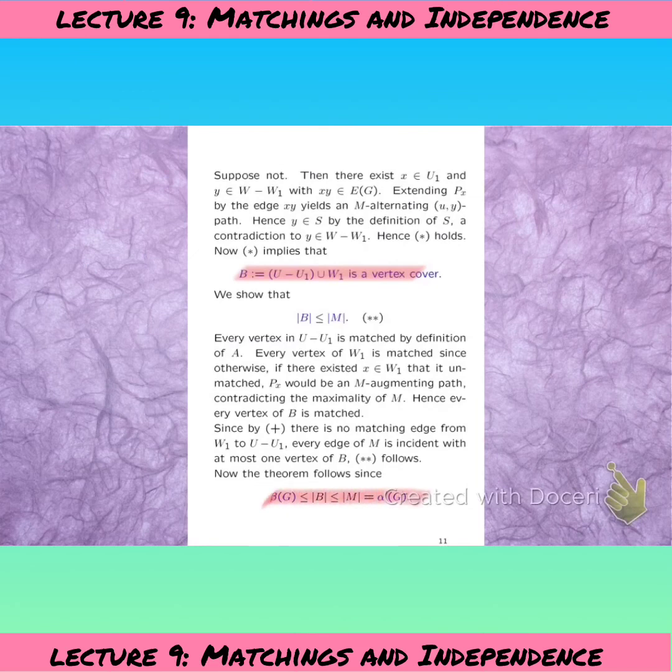That B is a vertex cover, and so it must be bigger than or equal to the vertex covering number, because the vertex covering number is the smallest number you can find, and the vertex cover B we showed is at most the cardinality of M, and M is a matching of cardinality alpha prime of G.